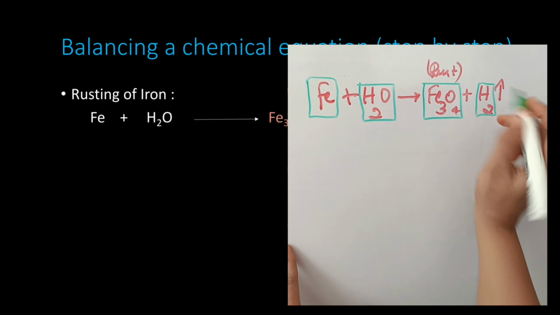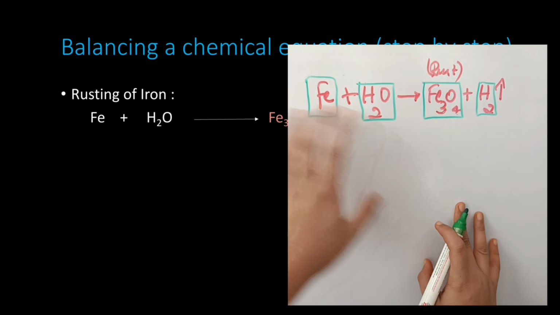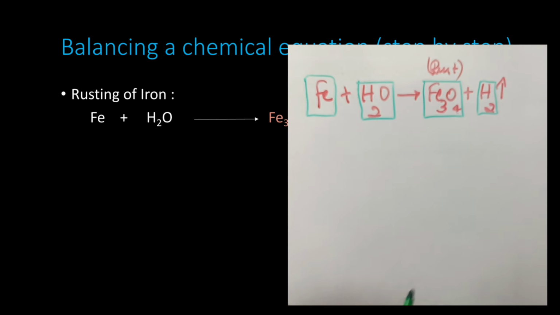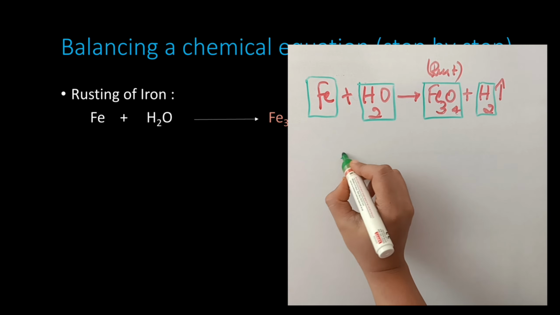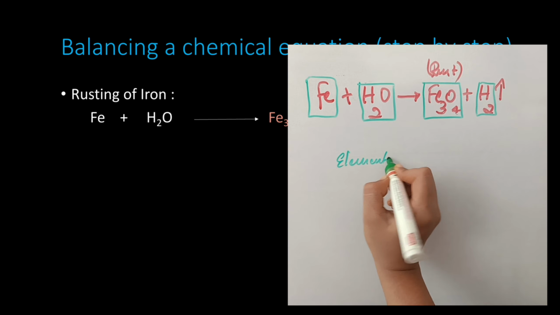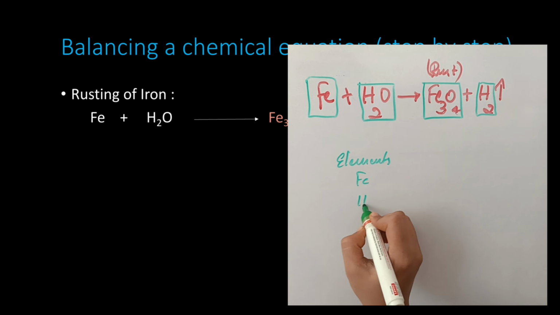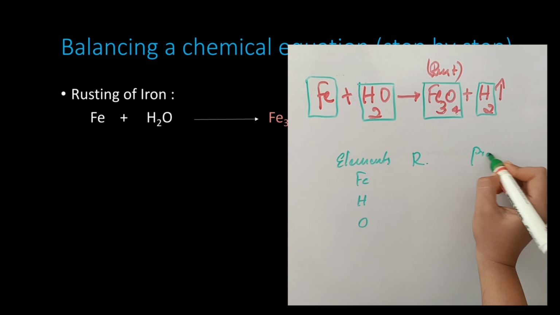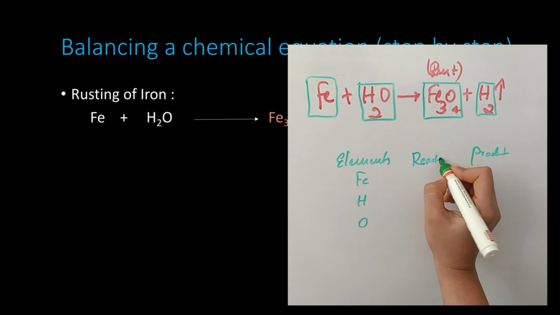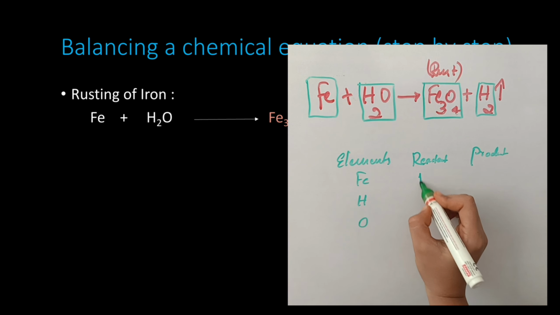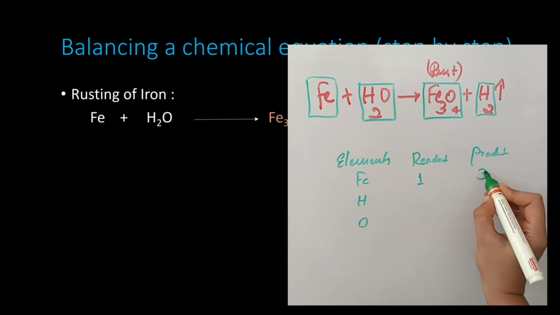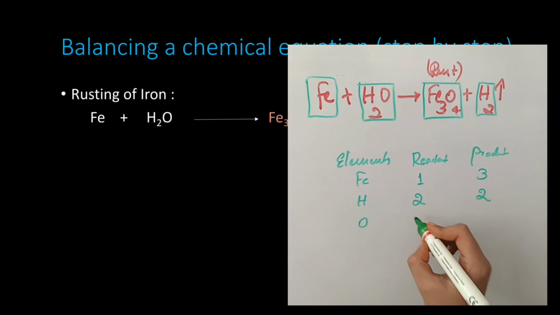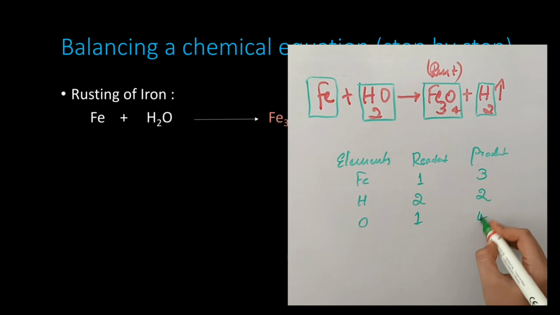So when you box this, the only numbers you can add to balance is here. You can never add any numbers within the box. Let's see how many elements are there: iron, hydrogen and oxygen. Here the reactants and product side. Here there is 1 iron, here it is 3. Hydrogen 2, here hydrogen 2. Oxygen is only 1 and oxygen here is 4, right?